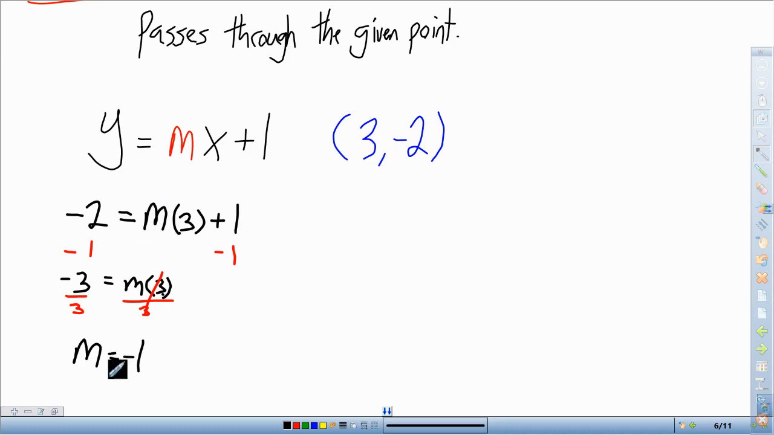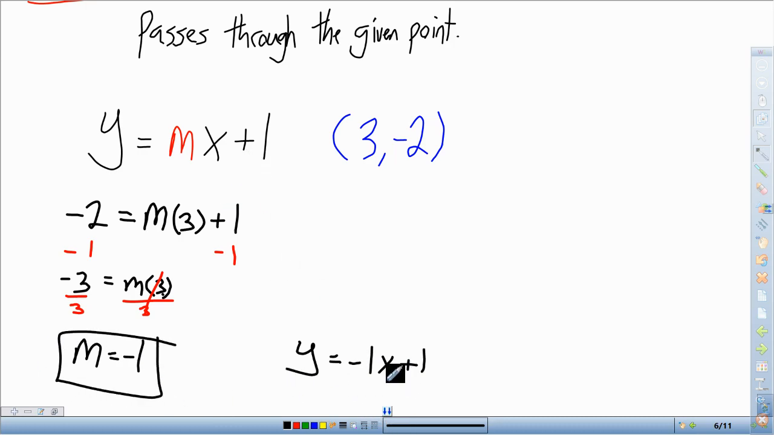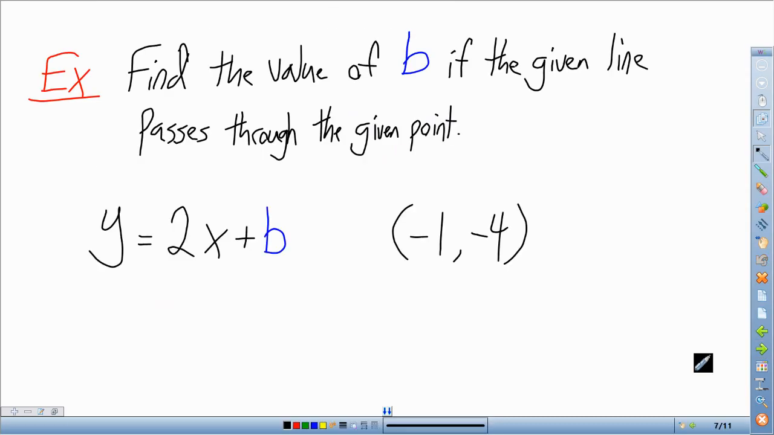Let's go one more step and actually write the equation of the line that goes through this point. That would just be plugging in that m value. My slope's a negative 1, so I get y equals negative 1x, and then plus 1. This is not the actual answer, but this would be the equation of the line. Okay, cool. Let's try another one. Go ahead, copy this, and we'll try it out.